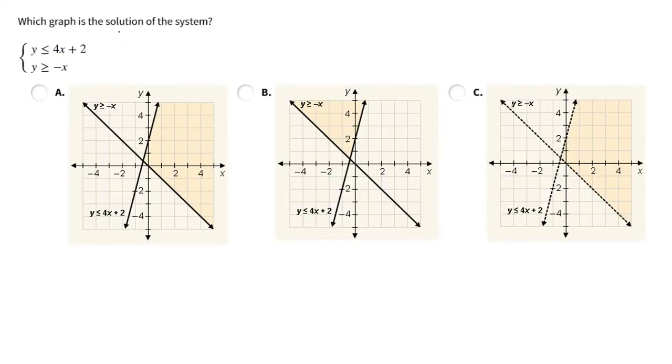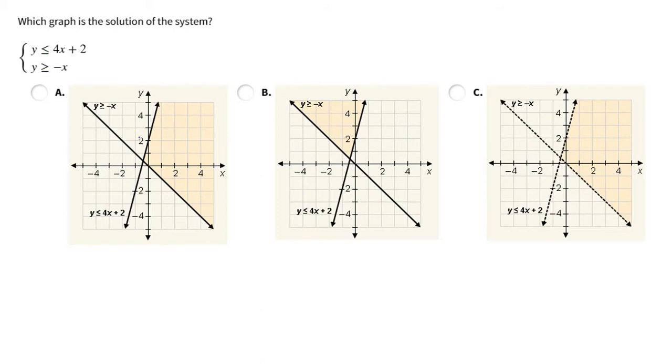How about something like this? Which graph is the solution of the system? Now, a couple things we can look for. Notice these lines all look the same, so they're not showing us a bunch of totally different looking graphs. In fact, in this example, they even show you the equations on the graph. They may not do that all the time. So let's look at a couple things. Less than or equal, greater than or equal.